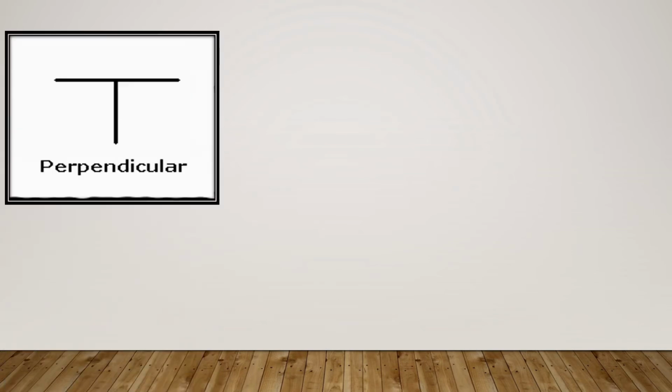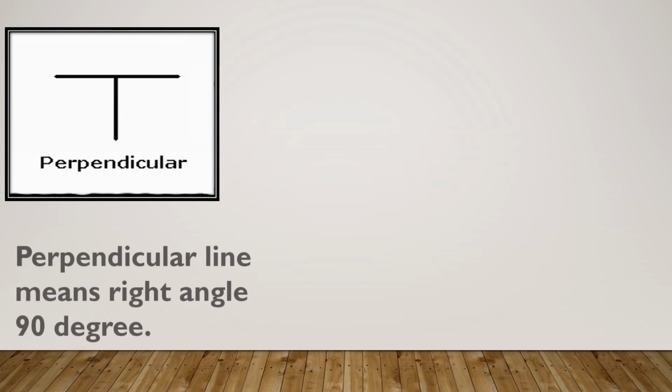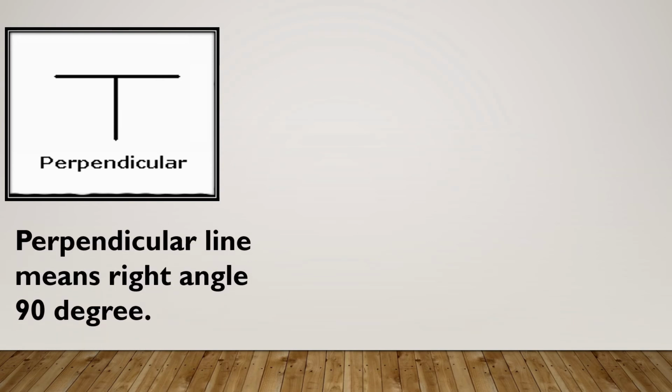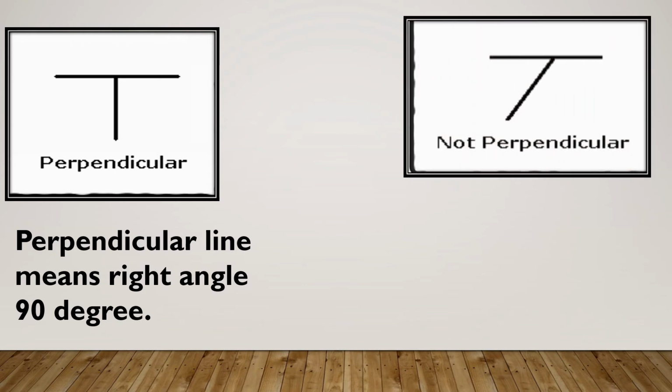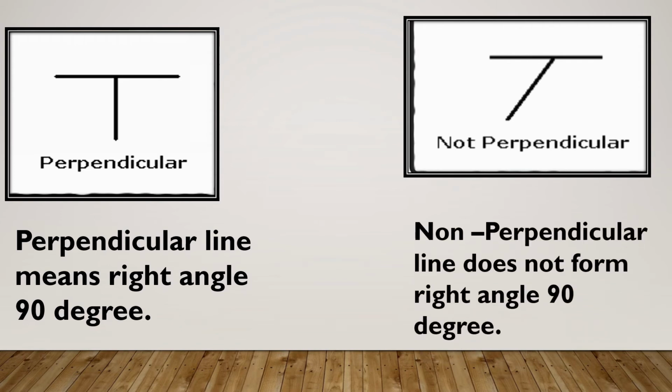There are two types of perpendicular lines. Perpendicular line means right angle. Right angle means 90 degree. This angle is formed in perpendicular lines. Non-perpendicular lines do not form a right angle or 90 degree. These are the two types of perpendicular lines.